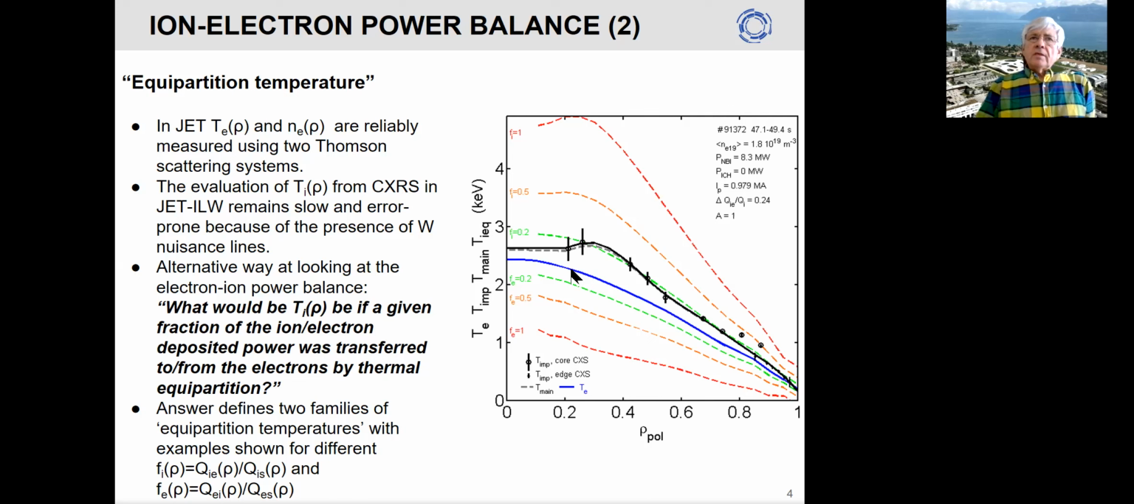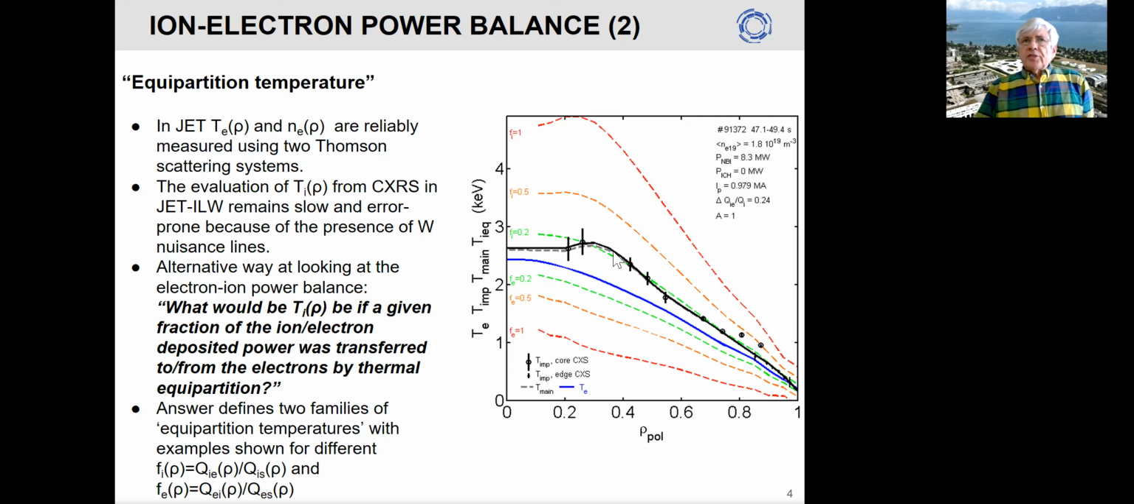The curves above the electron temperature, which is here in blue, give this answer for 20, 50, and 100% of transfer. Of course, 100% of transfer is beginning to be impossible because there would be no net ion heat flux left.